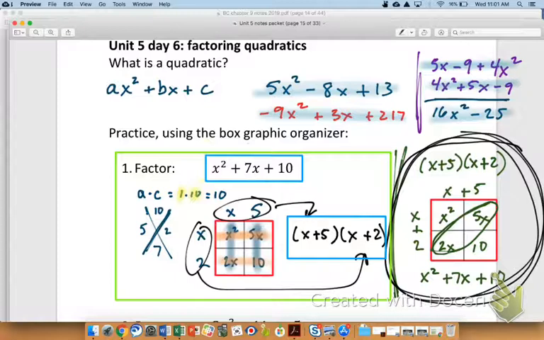Yes, ma'am. So my question is kind of at the start. When we multiplied the A and the C, does it always have to be A and C? Can it be like A and B? No. Every time A and C.